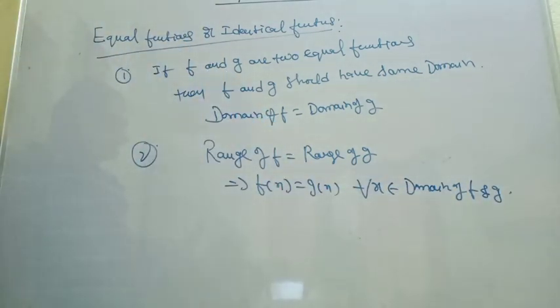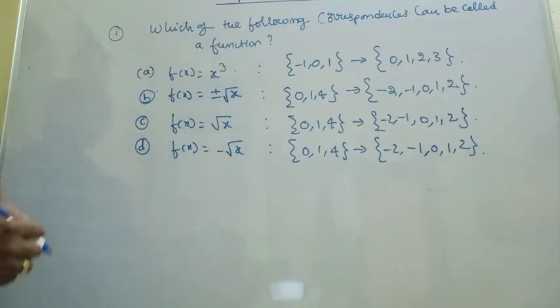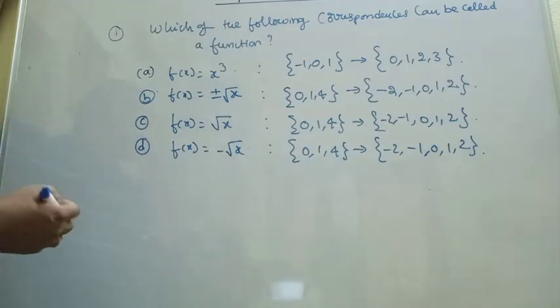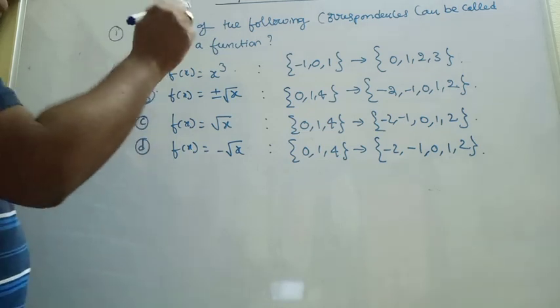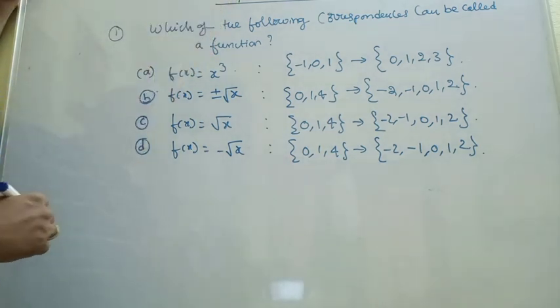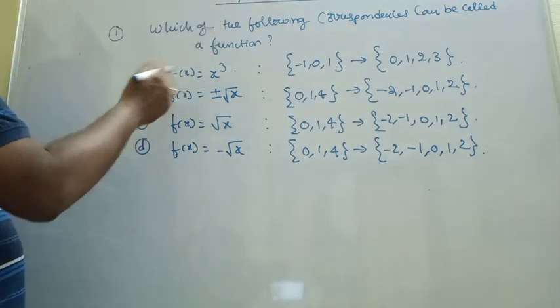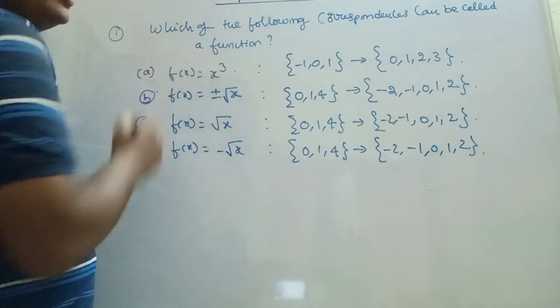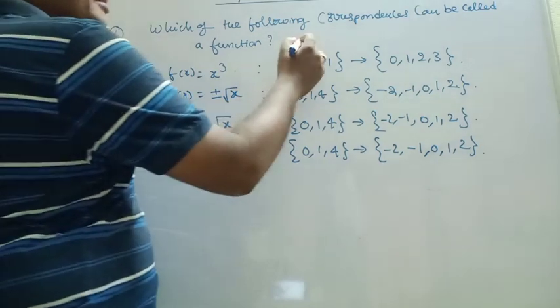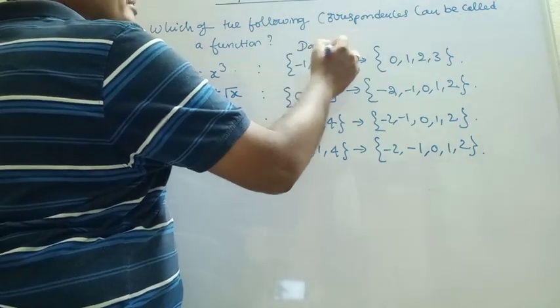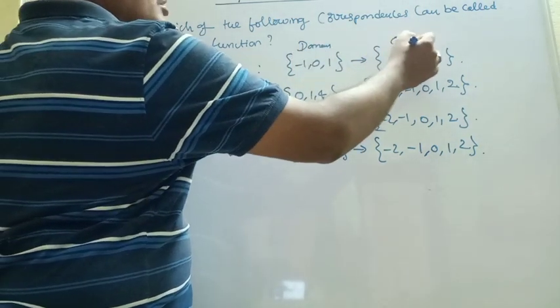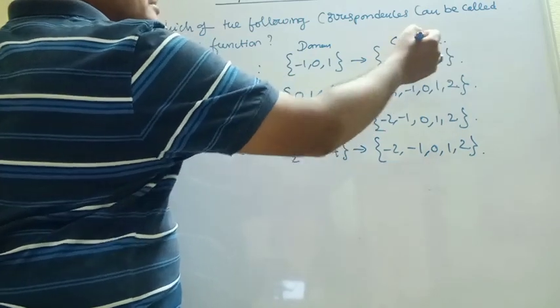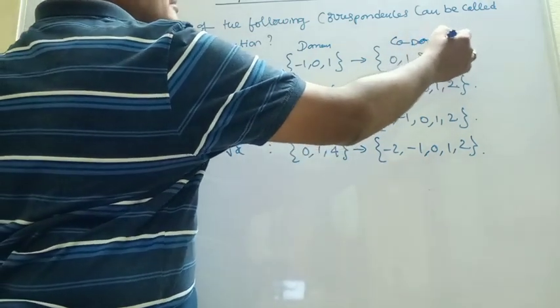This is what we have here. Now we have basic level problems: which of the following correspondences can be called a function? Option A: f of x equal to x cube, this is the function rule we have given. -1 is the domain, and this is the codomain.